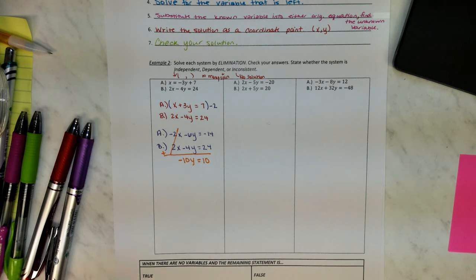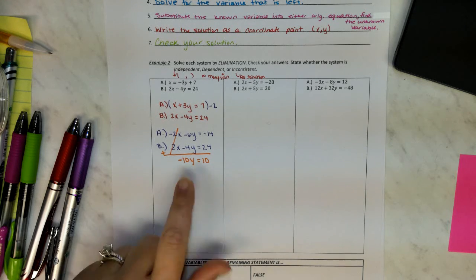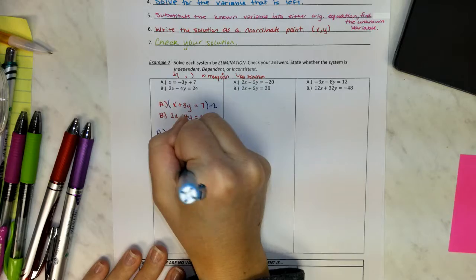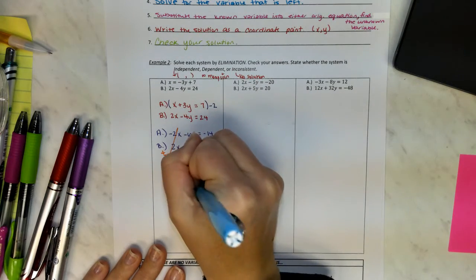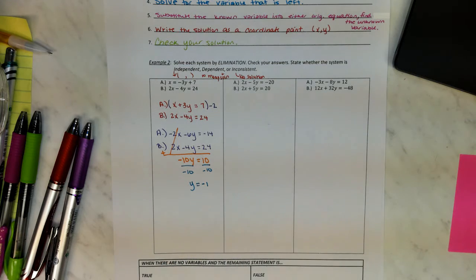Next it says to solve for the variable that is left. So you're going to keep going with this equation. Divide by -10 on both sides. We'll get y equals -1. Now we solved for one of the variables.